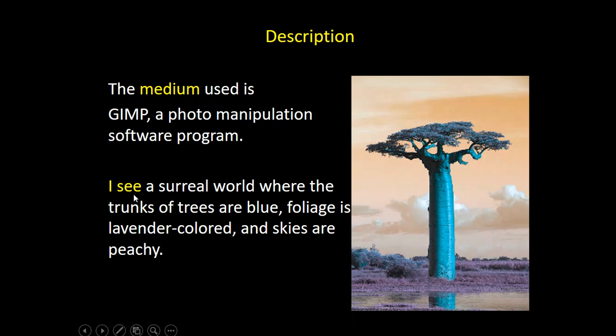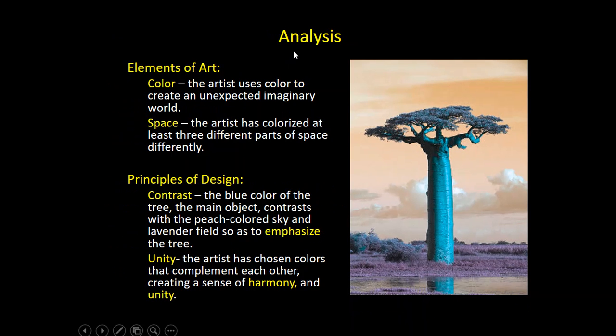Okay. I see. What do I see? That's all you're doing when you're describing, right? I see a surreal world where the trunks of trees are blue, foliage is lavender colored, and skies are peachy. That's what I see. Now the analysis is going to go a little deeper. It's going to talk about the elements of art and the principles of design.